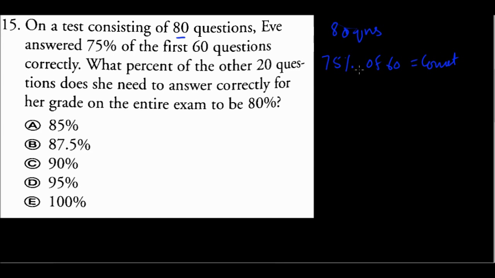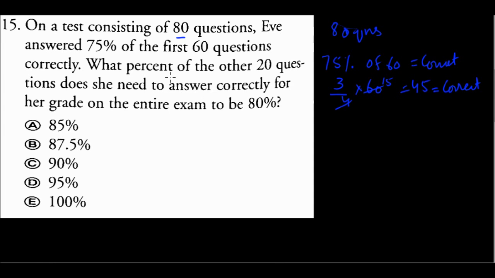So let's quickly calculate this. 75% is 3/4. So I'm going to calculate 3/4 of 60. This will give me 4 times 15 is 60, 15 times 3 is 45. So you got 45 correct out of the first 60 questions.